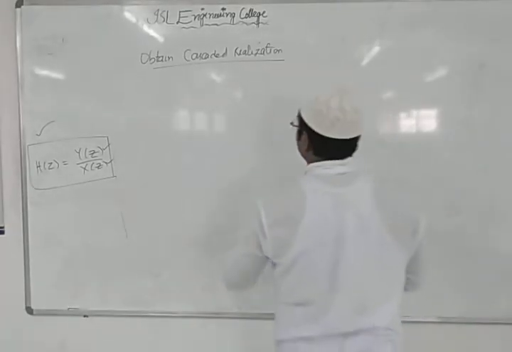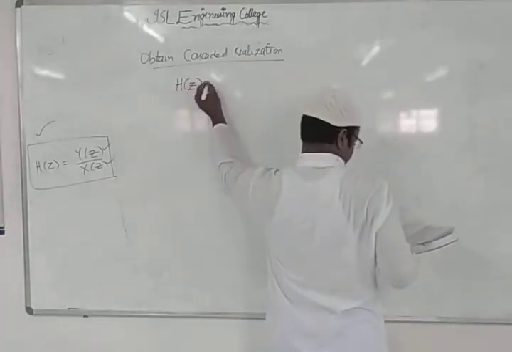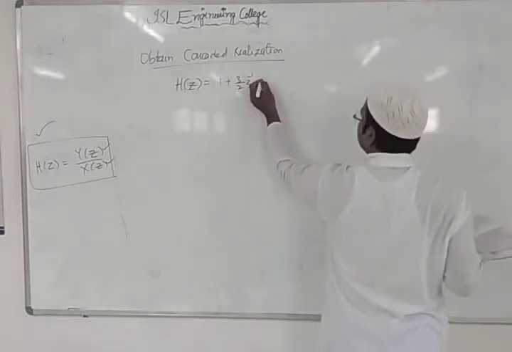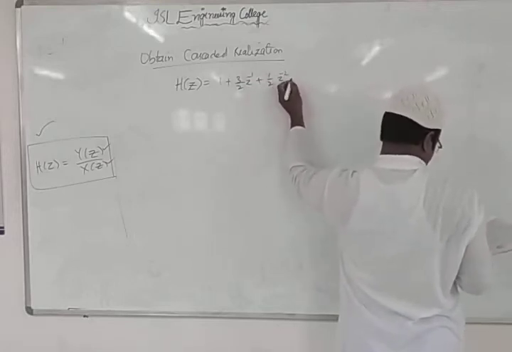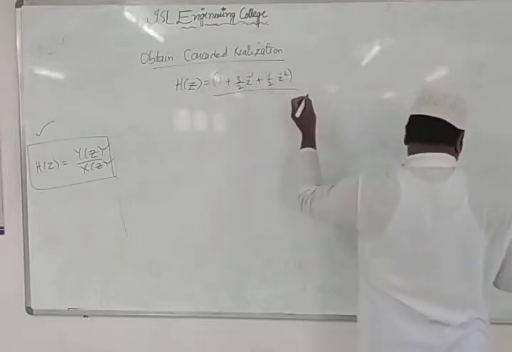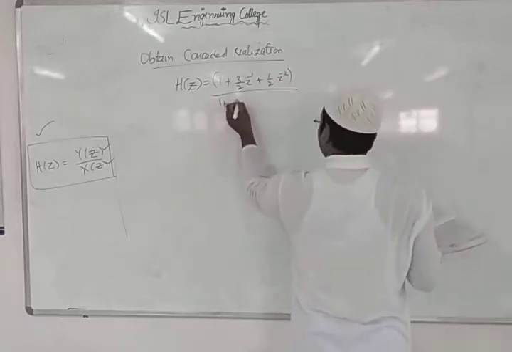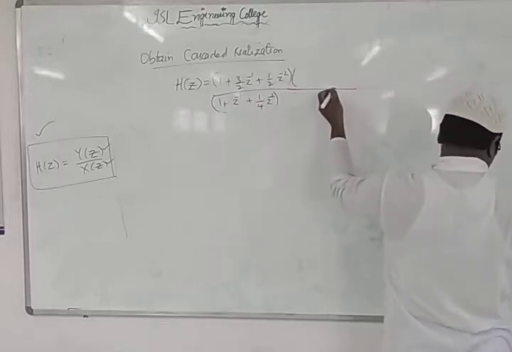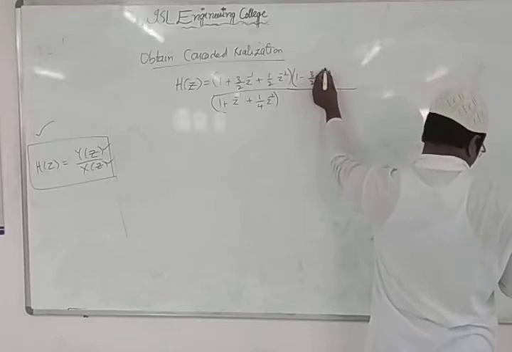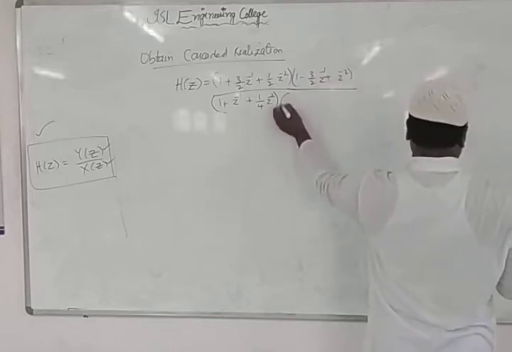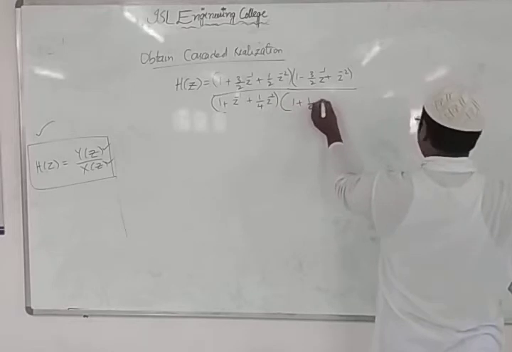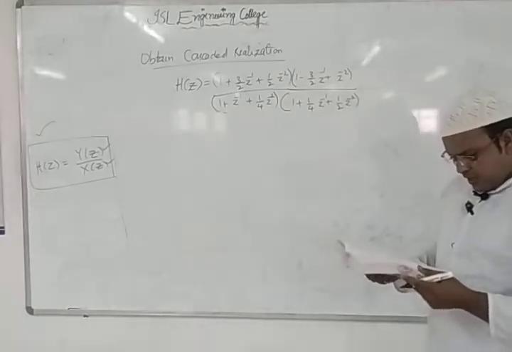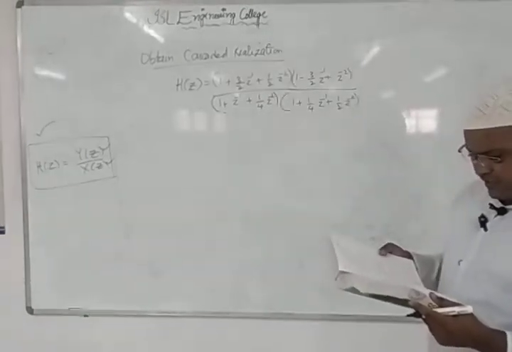So h of z is equals to, this is our question, h of z is 1 plus 3 by 2 z power minus 1 plus 1 by 2 z power minus 2 by the given factor 1 plus z power minus 1 plus 1 by 4 z power minus 2 into, the numerator we do have one more factor, 1 minus 3 by 2 z power minus 1 plus z power minus 2 divided by 1 plus 1 by 4 z power minus 1 plus 1 by 2 z power minus 2. This is our question. So we have to obtain the cascaded realization of the given system.